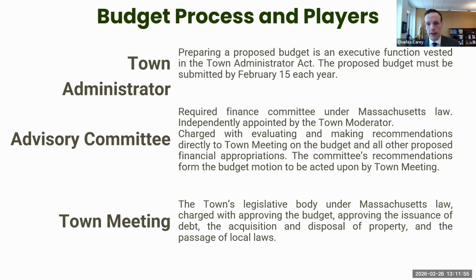The advisory committee is a required finance committee under Massachusetts law. They are independently appointed by the town moderator, who is another townwide elected official. The town moderator runs the town meeting, and they appoint the advisory committee. That body contains up to 30 members, and it's charged with evaluating and making recommendations to town meeting on what the budget should be. It is the advisory committee's budget, ultimately, at the end of the day. They are listed as the sponsor. It's their motion. Theoretically, people can submit amendments, but generally speaking, the select board and the advisory committee like to be in line with each other when it comes to what the budget looks like.